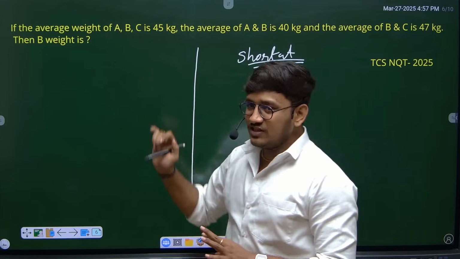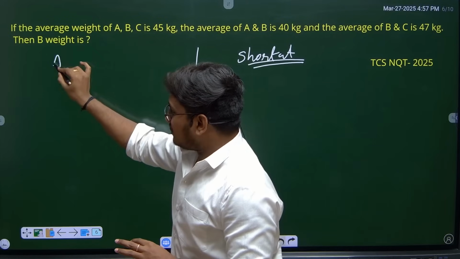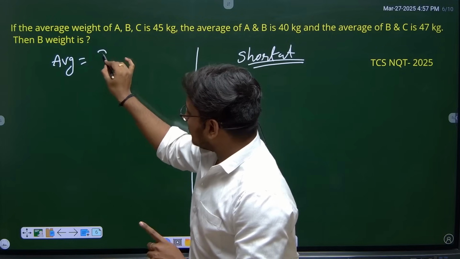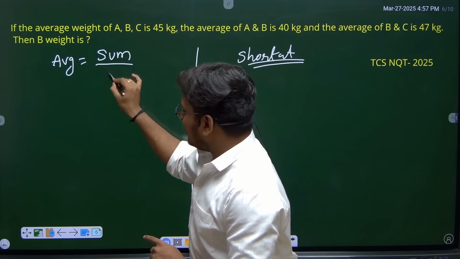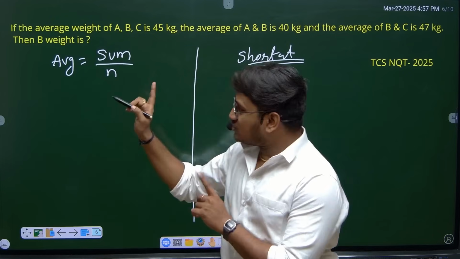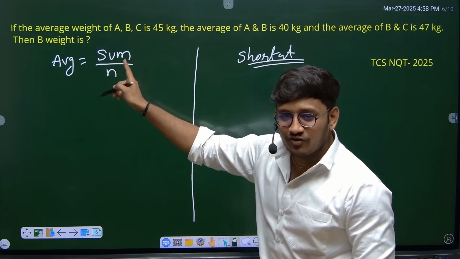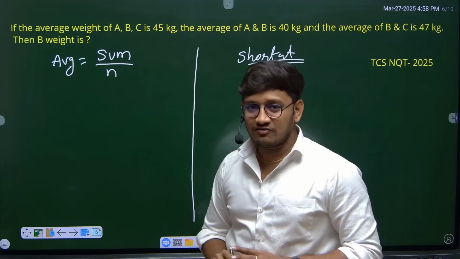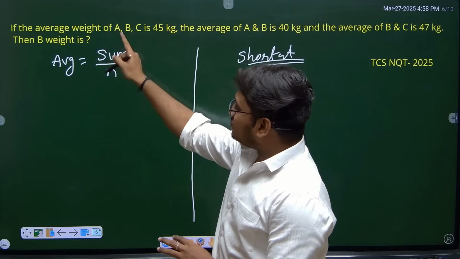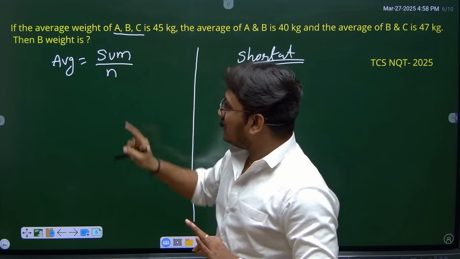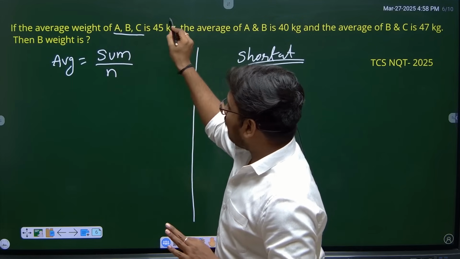Let's go with the traditional formula. What is this traditional formula? Everybody knows average is equal to sum of observations by number of observations, right? This is the most commonly used formula by all students. Now the average weight of A, B, C: how many members are there? 3 members are there. The average weight of A, B, C is 45 kgs.